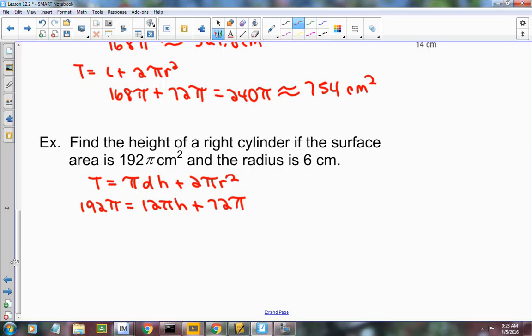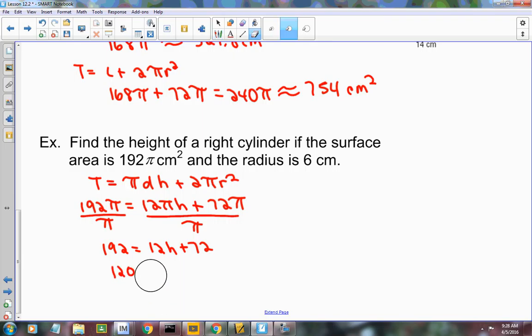Now I'm going to find out what h is. What might make my life easier? Divide everything by pi. So I end up with 192 equals 12h plus 72. Subtract 72 from both sides. That gives me 120. 120 equals 12h. Divide both sides by 12, and the height is going to be 10 centimeters.